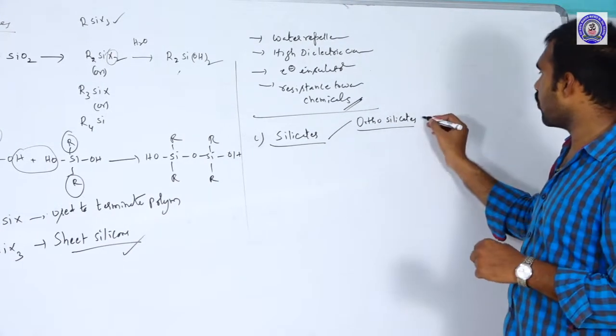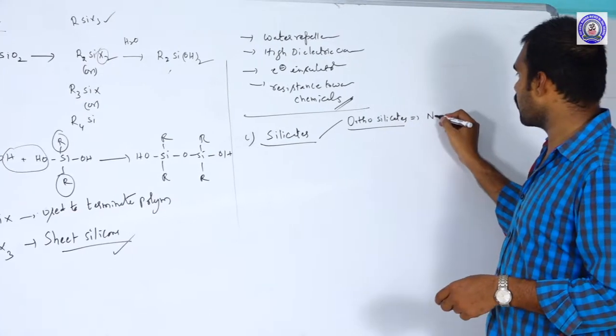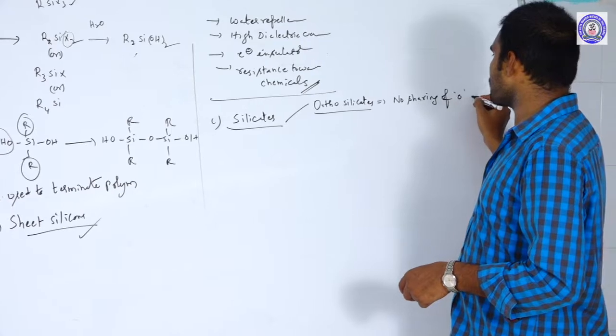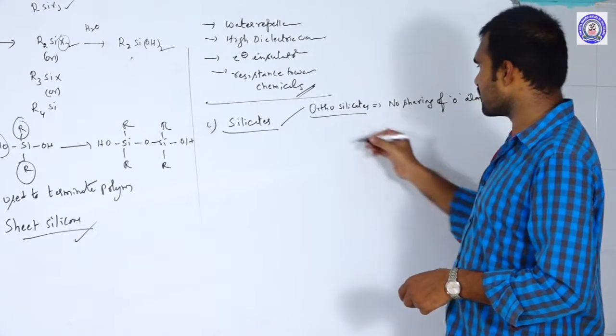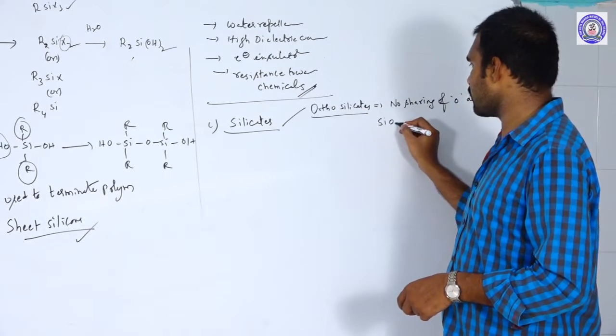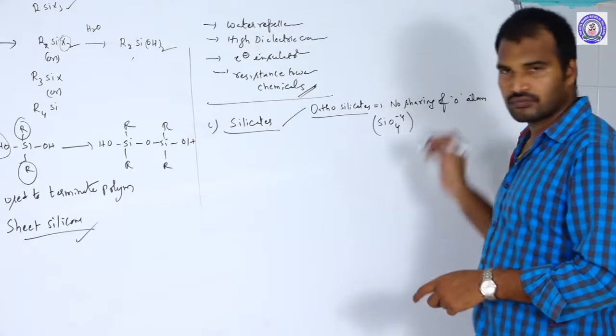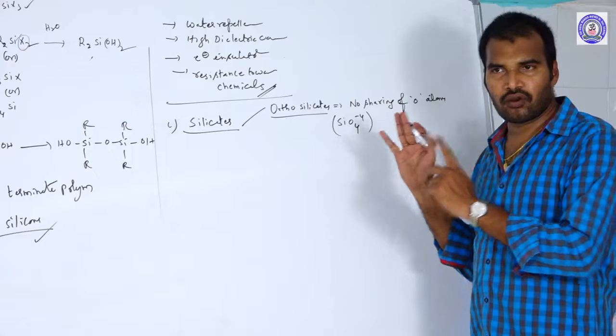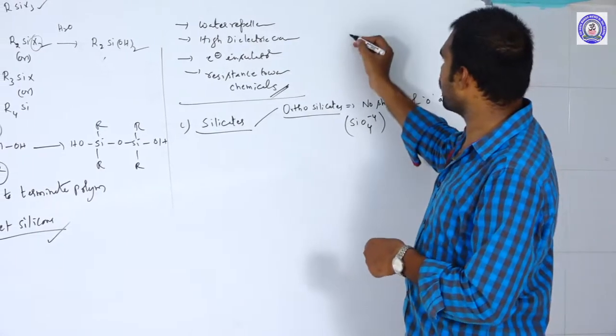Orthosilicates means only one unit is there, so there is no sharing of oxygens. No sharing of oxygen atoms. The general formula is SiO4 4-. So for orthosilicate units, what is the general formula? SiO4 4-.